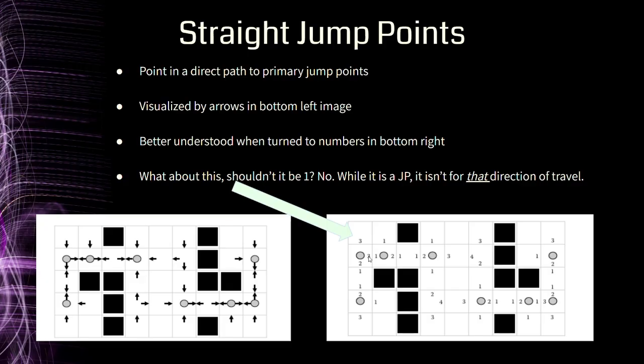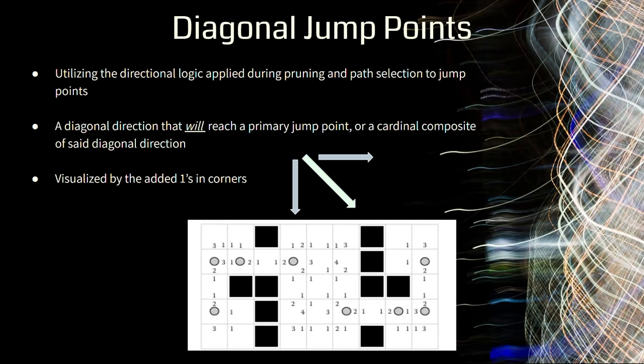Well, it's because while it's a jump point, it's not a jump point for that direction of travel. If we were heading straight, because when we start traveling down, we are locked to only the down direction, we wouldn't care about jump points in any direction from this other than down. When I said this, I mean the node that has the 2 and the 3. Now, for diagonal jump points, we utilize the directional logic that's applied during the pruning and path selection to jump points. A diagonal direction is a direction that will reach a primary jump point or a node that is in the cardinal composite direction of a target point.